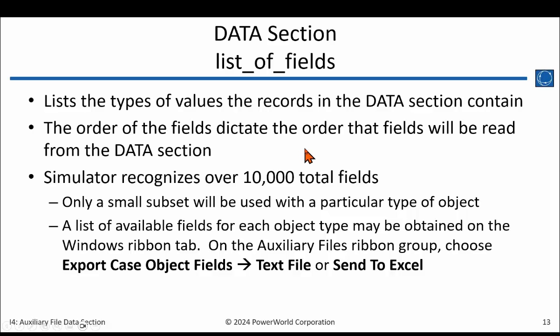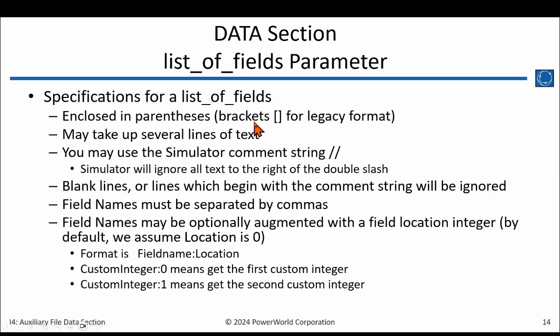Okay, and so the next slide just again says that the list of fields will be inside parentheses, or if it's a legacy format, it'll be inside square brackets that exist inside the parentheses. It could take multiple lines of text. There's nothing wrong with that. If you go back in and edit the file after you've created it, then you can put a comment string if you want, and it'll always ignore everything to the right for the rest of that line until it gets to the next line that doesn't have a comment string on it. Also blank lines get ignored.